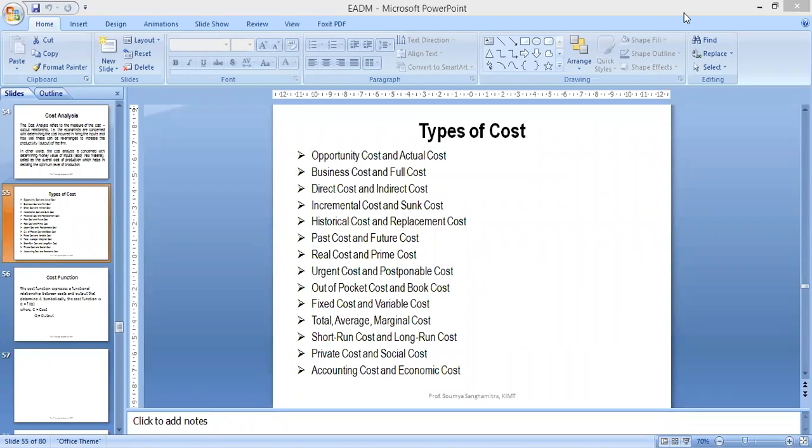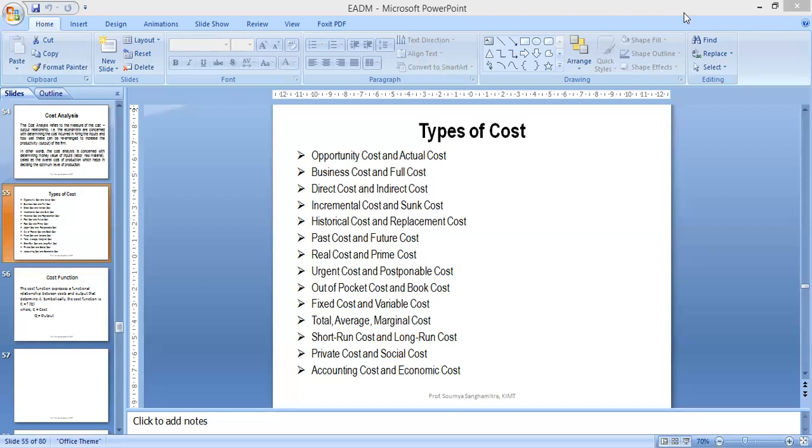Our next cost is real cost and prime cost. Real cost, or actual cost, are those which are actually incurred by the payment of labor, material, plant, building, machinery, equipment, traveling and transport, etc. The total money expenses recorded in the books of accounts are, for all practical purposes, the actual cost.